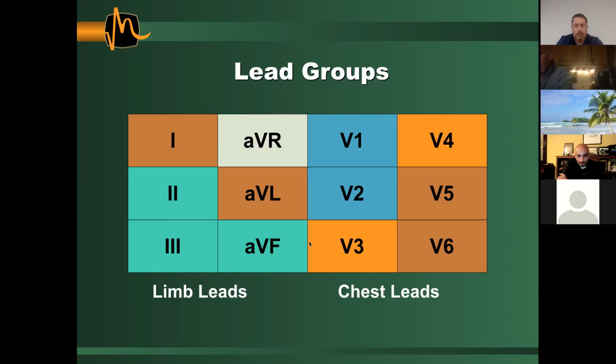That's inferior wall. V1 and V2 we talk about as looking at the septum. V3 and V4 is anterior wall. And then V5, V6, 1 and AVL are looking at the lateral wall. So AVR, we often ignore, although it probably shouldn't be ignored as much as we do, but we don't spend a lot of time looking at AVR in general. So we have inferior, septal, anterior, and lateral leads.